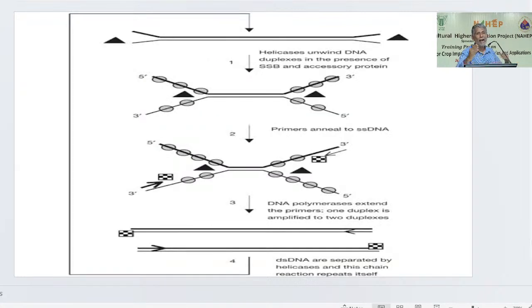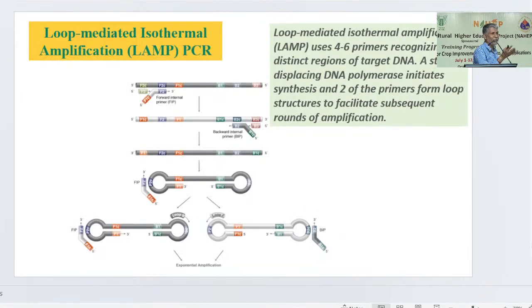you need to separate the strand, right? So once it is done, then they will be doing that. This is the last one, your LAMP. Understood? So this is loop mediated.